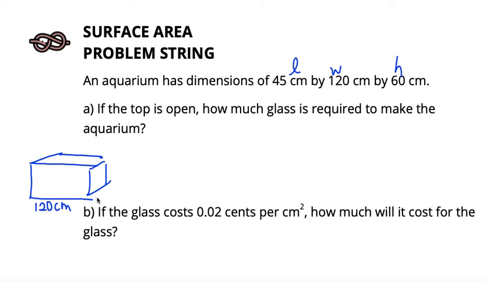So I know that my 120 has to be the longest side. So this is my width. This is my length. That's my height. So my length is going to be 45 and my height is going to be 60. When I'm thinking about my surface area, I need only one of my bases because my top is going to be open because that's where I pour in the water and I put in my fish. And so I'm going to only have one of the 120 by 45.